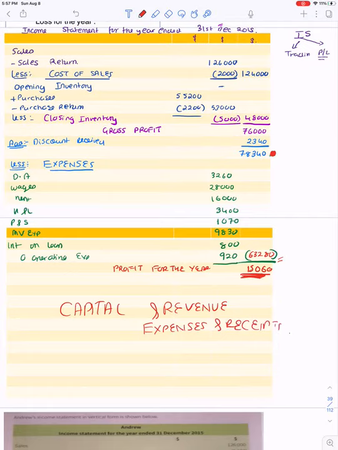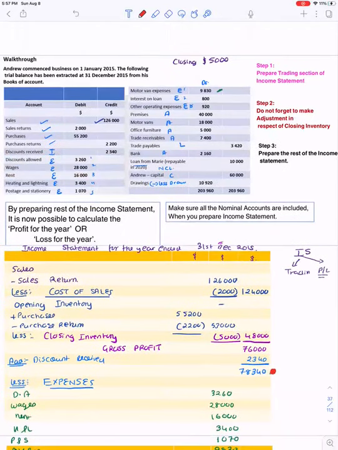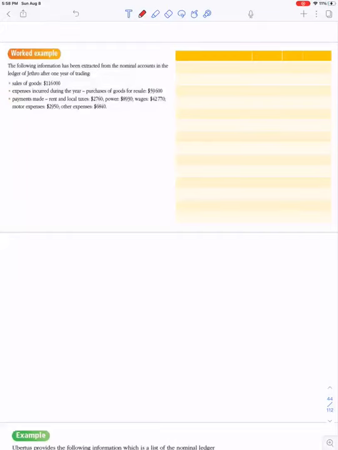Thank you very much. I would expect you all to solve this sum by yourself before moving ahead. I would give you all time to try and solve this worked example in the space that is provided beside you. You are expected to find out the gross profit for the year.